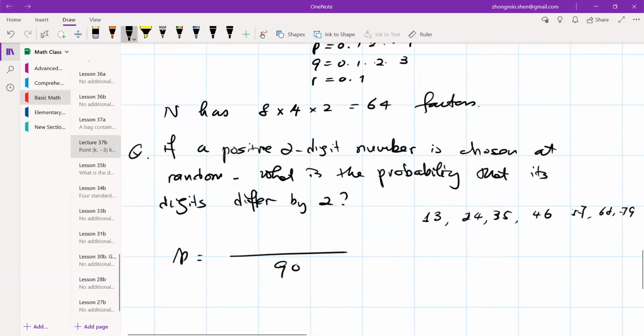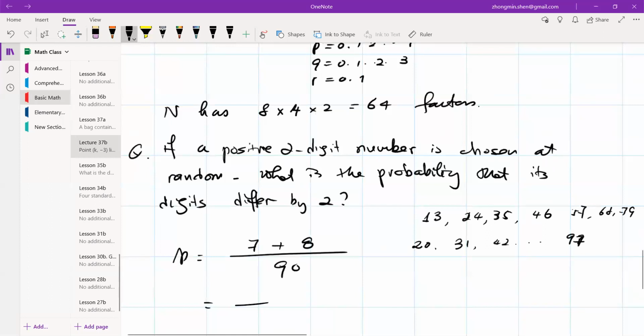But it's possible the first digit is larger than the second digit, okay? So it begins with 2, 0, and then 3, 1, and then 4, 2, and so on. And the last one will be 9, 7. So how many of those? The first row, you have 7. Second row, you have 8, from 2 to 9, 8.